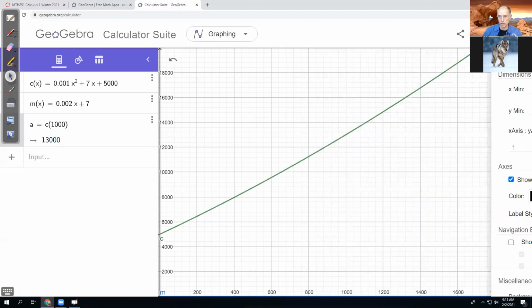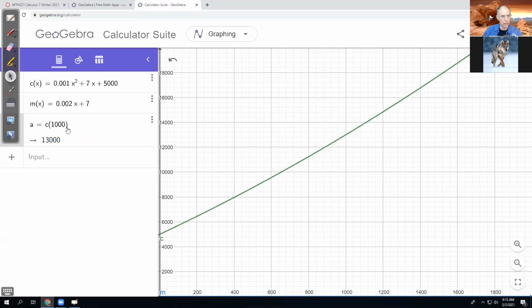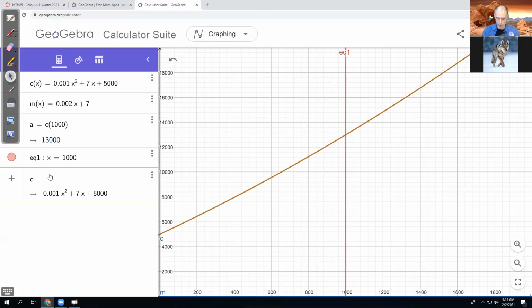All right. So here's my cost function. I'm concerned about x equals 1,000, so that's right there. And the marginal cost could be found by taking C of 1,001 minus C of 1,000. So I get a marginal cost of 9.001.